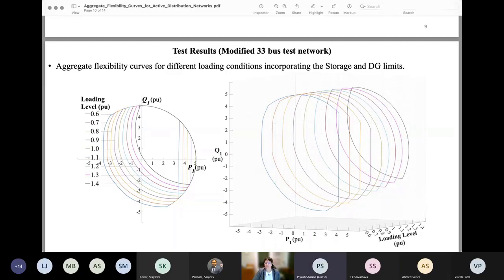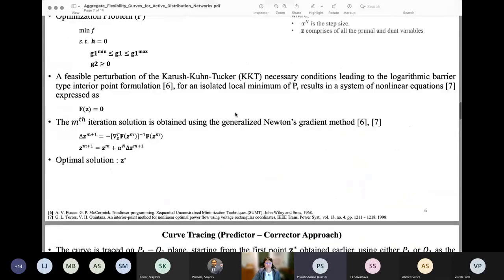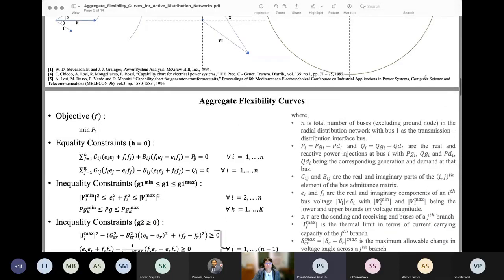Yes, flexible loads can be considered. As you can see, here Pi is equal to PGI minus PDI, where PDI is assumed to be constant. Instead of assuming it to be constant, we can multiply it with a parameter, let's say K, and that will become a variable. That can take care of the flexibility of loads. I hope I have answered your question, sir.